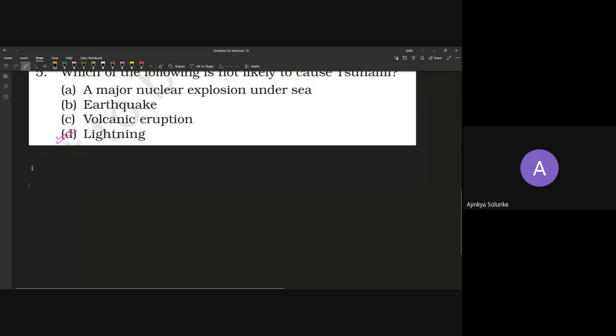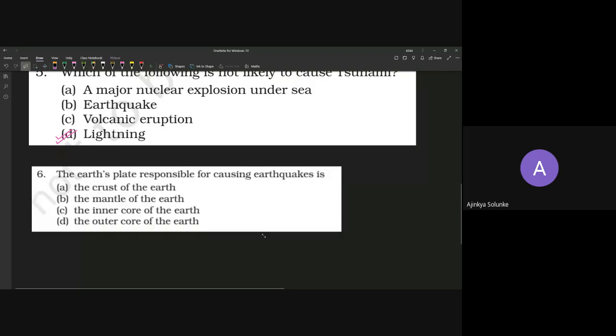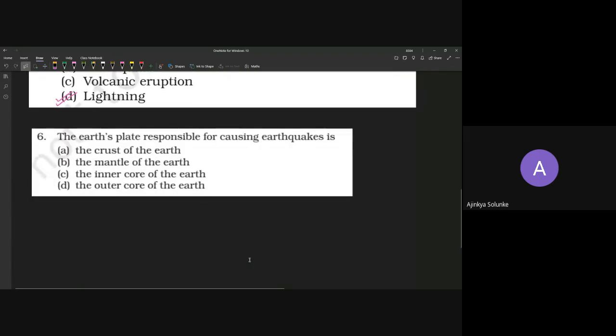Okay. Let's go, give me the answer for this. The Earth's plate responsible for causing earthquakes is called what? The crust of the Earth, the mantle of the Earth, the inner core of the Earth, or the outer core of the Earth. What do you think? The Earth's plate which is responsible for causing earthquakes.